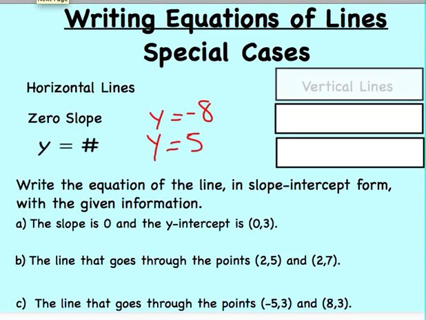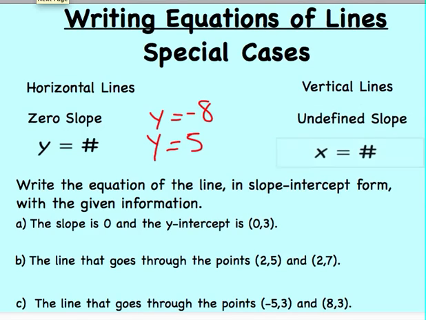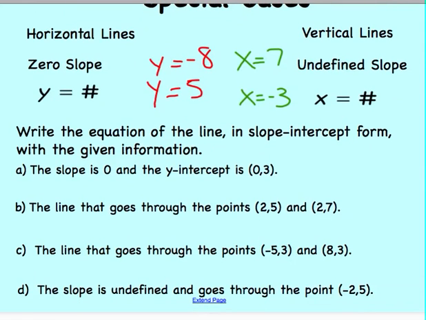The opposite is a vertical line. Vertical lines are undefined slope. We talked about that in the beginning. So when you get an undefined slope, you know it's a vertical line. And that's always x equals a number. We talked about that. We've graphed things like x equals 7 and x equals -3. They are vertical lines. So notice this time, though, we are working backwards. We're not graphing. We're coming up with the answer.